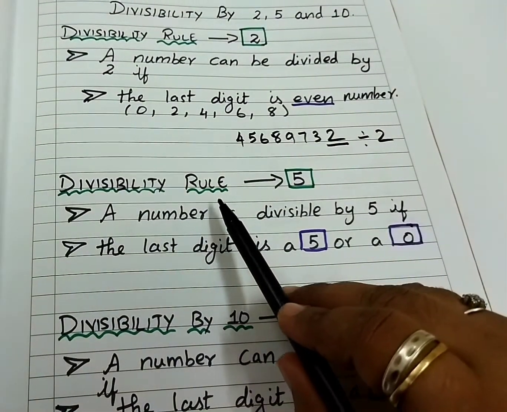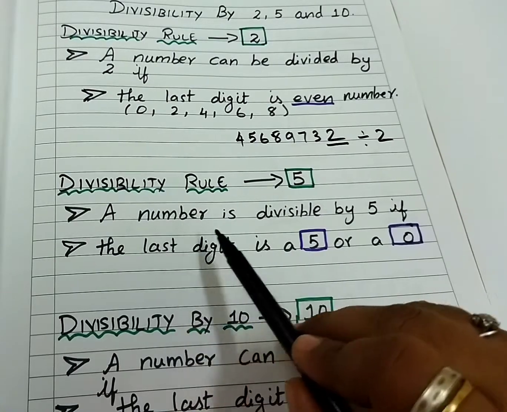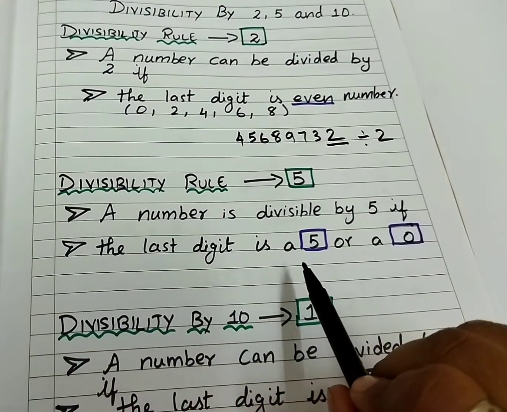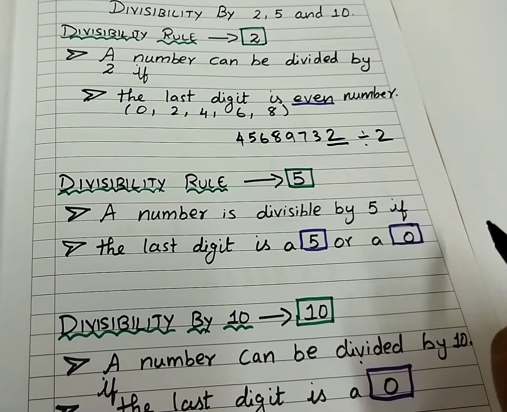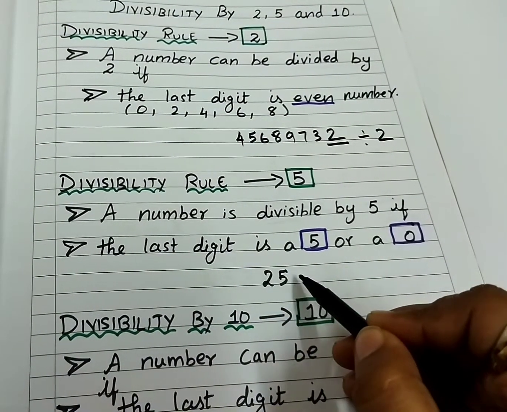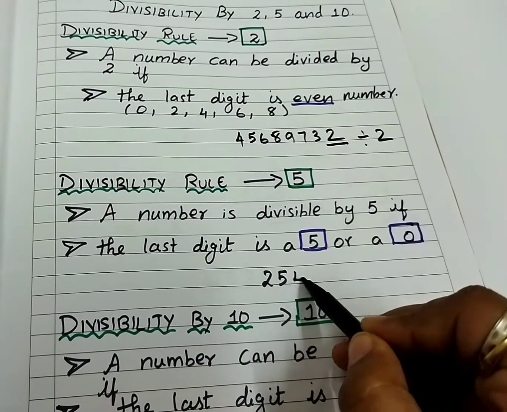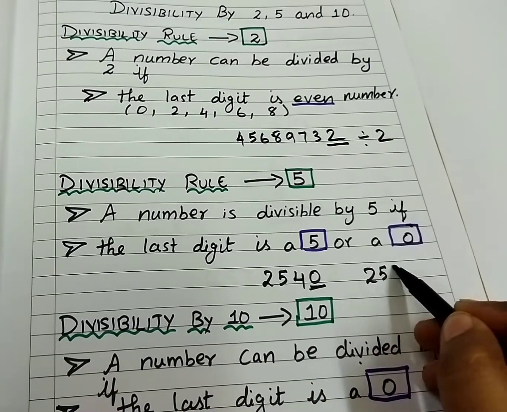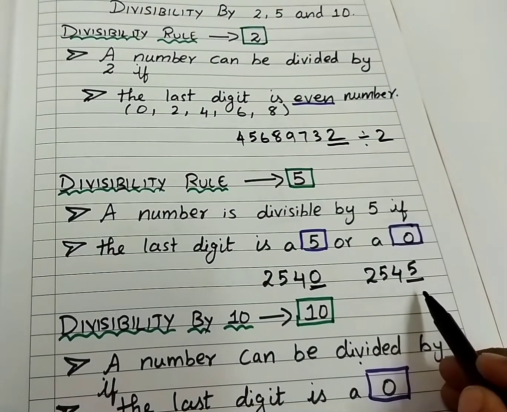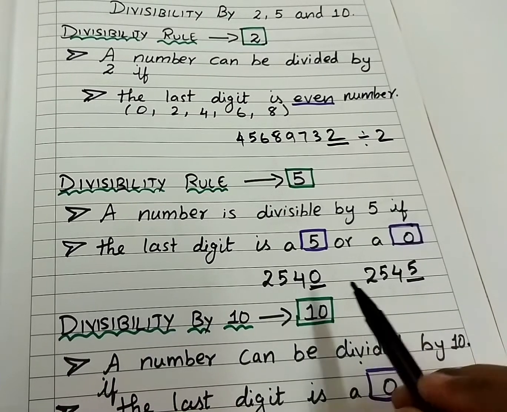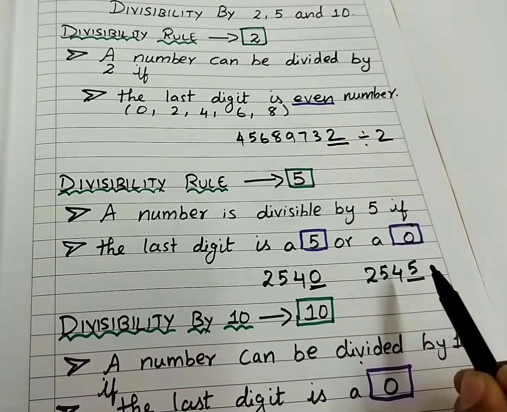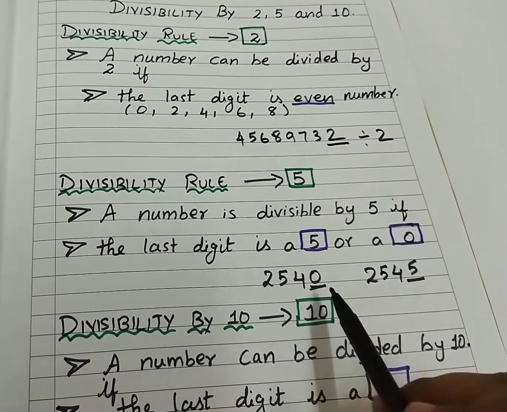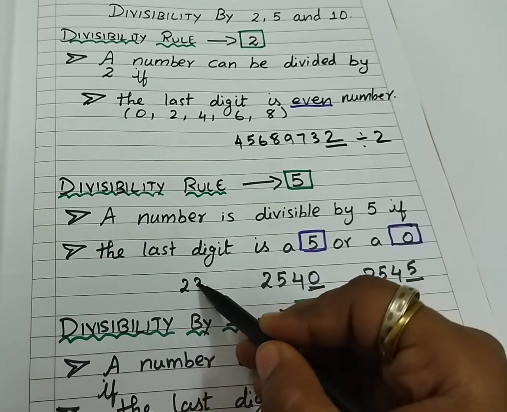Same for the divisibility rule of 5. A number is divisible by 5 if the last digit is a 5 or a 0. That means same procedure, the rule is different. If the units place has 0 or 5, you can conclude that definitely this 4-digit number will be divisible by 5. Am I clear? For example, I am giving this 2, 3, 4, 7.